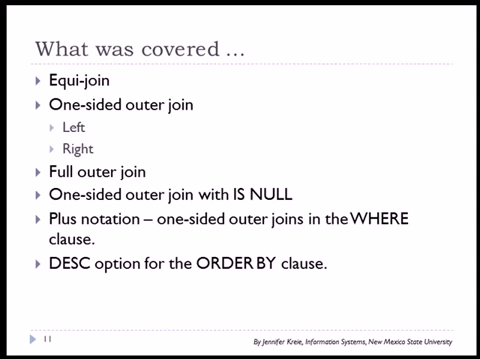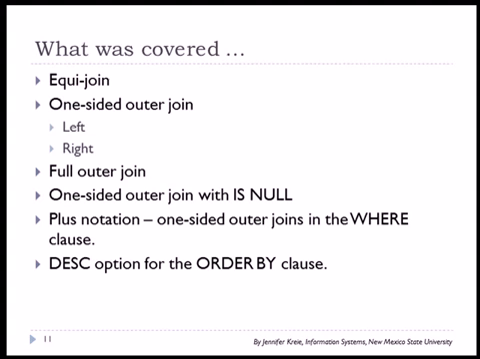So what we've covered in this video is the equi-join, which is the default. You get only data from the 2 tables that have related data in both tables. The one-sided outer join will allow you to see all the data from one table even if there's no related data in the other table. And whether you use left or right simply depends on the order in which you list the tables in the from clause. We've also looked at the full outer join, which will give you all the data from both tables, even if there's no related data.